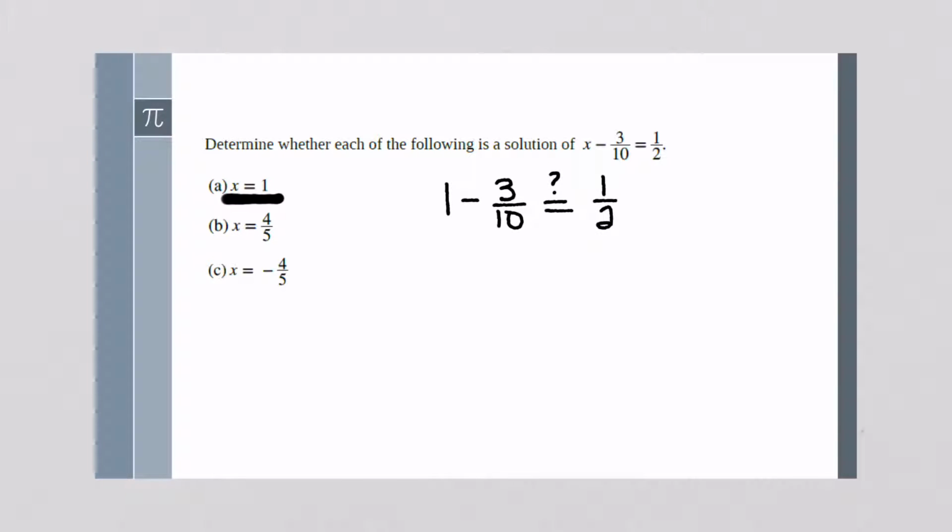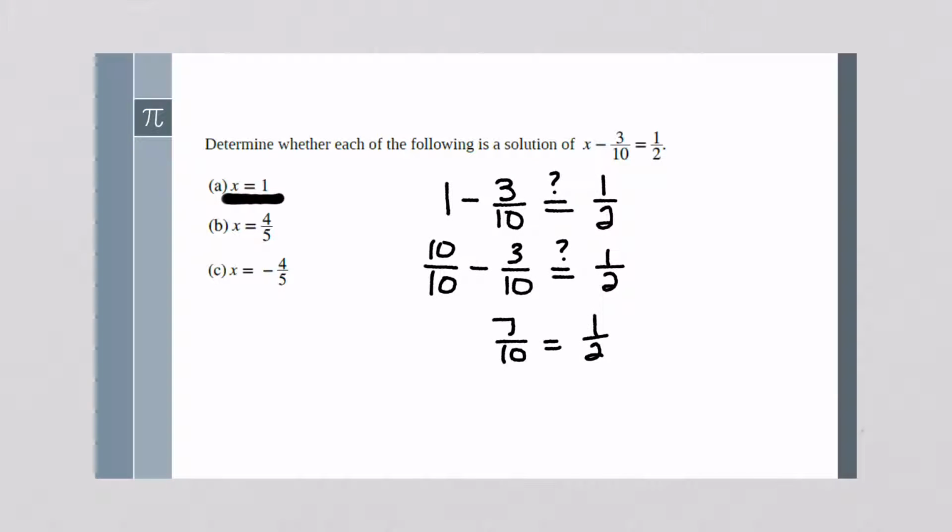So I'm going to test this out. 1 minus 3/10. I could grab my calculator and type it in just like I see it, but to do this by hand, let me show you. I need something with a common denominator of 10, so I'm going to turn that 1 into 10 over 10. 10 over 10 is the same as 1. 10 over 10 minus 3 over 10 is 7 over 10. Does 7 over 10 equal 1/2?